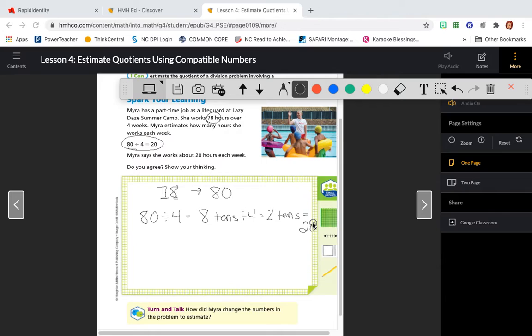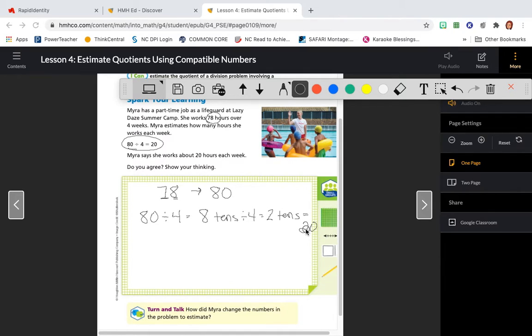So now let's think about that. Do we agree with her estimate? We know that 78 is close to 80, and 80 divided by 4 is 20. So we can say that Myra's estimate is reasonable. So we agree with what she came up with.